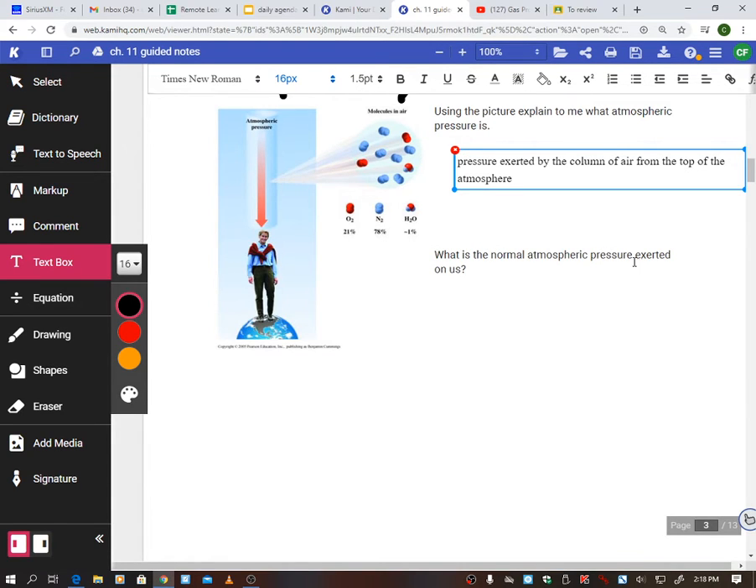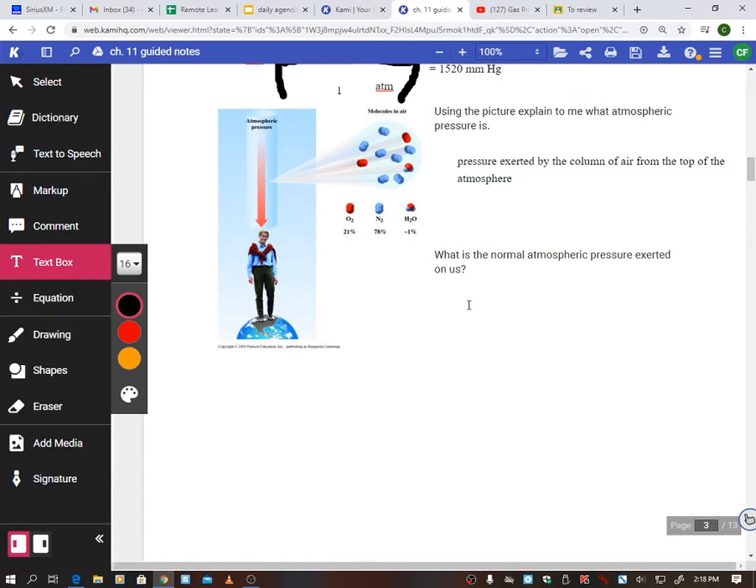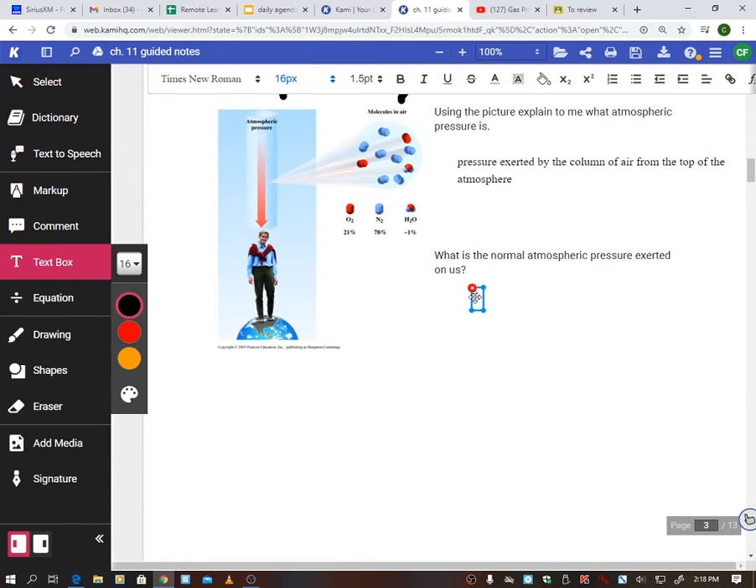What is the normal atmospheric pressure exerted on us? So normally, we are close to about 1 atm. It may be a little less at sea level. Okay, but normally for most of us, it's right about 1 atm or 760 millimeters of mercury.